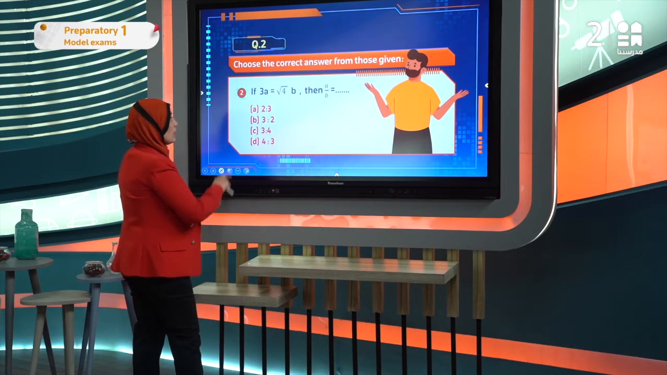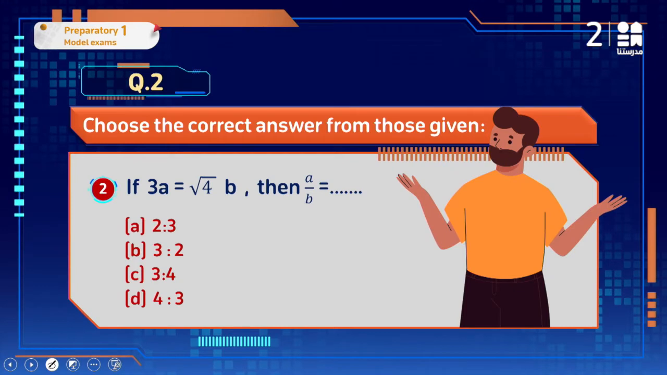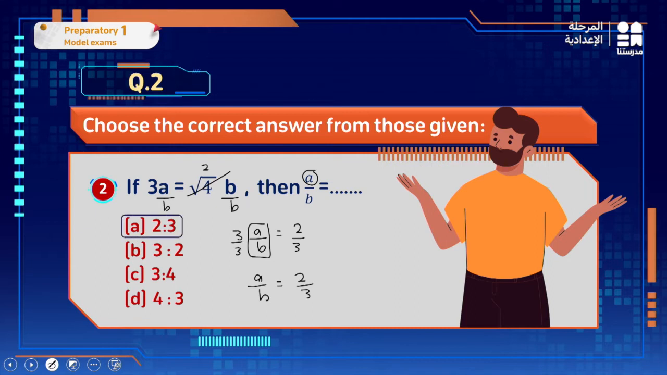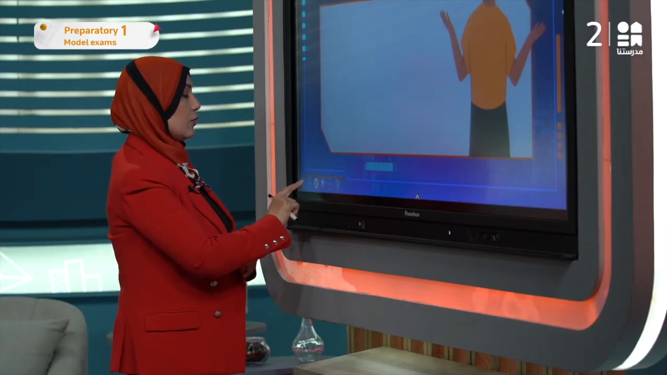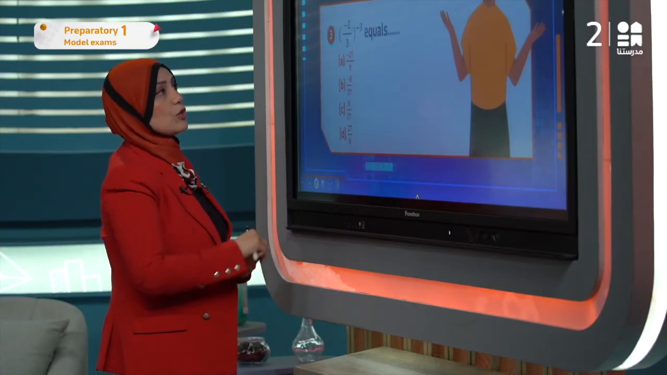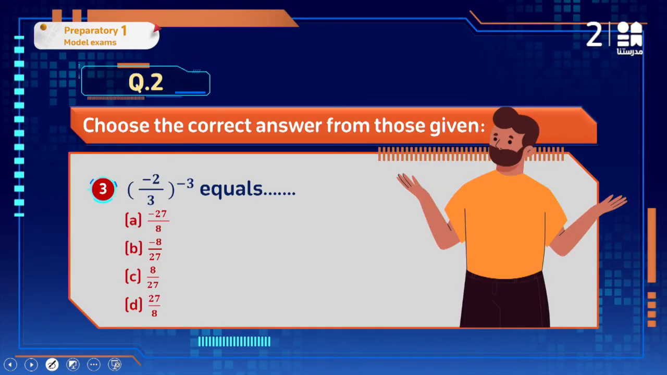Number 2. If 3a equals the square root of 4 times b, then a over b equals what? I need a over b. So here we have to divide by b on both sides. So it is 3a over b equals the square root of 4, which is 2. Then divide by 3, as I need only a over b. So a over b equals 2 over 3. We can write it as a ratio, 2 to 3.